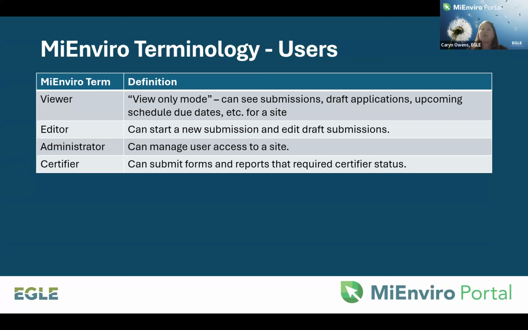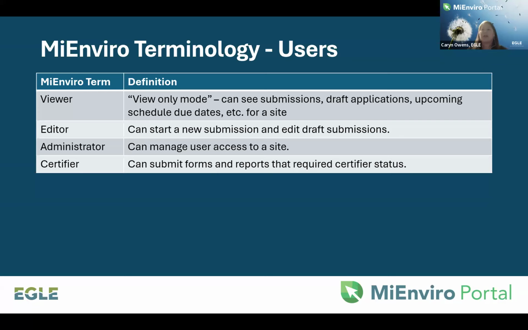Certain submissions require a submitter to have certifier status. A form that is required by an ROP must be submitted by a responsible official, which requires the responsible official to have certifier approved status. And I'll show you that once we get into the system as well. Editors and administrators can have certifier status approved. A viewer cannot have that.